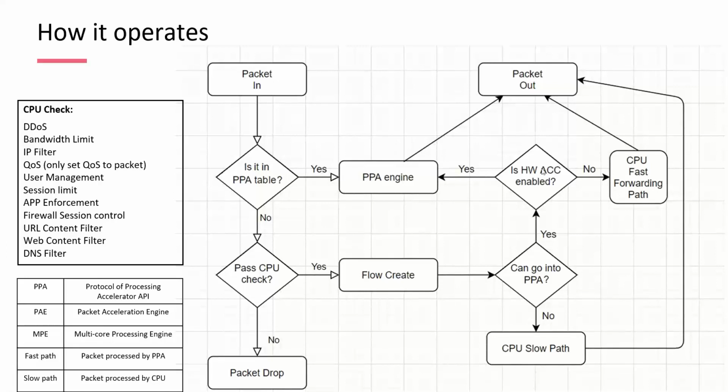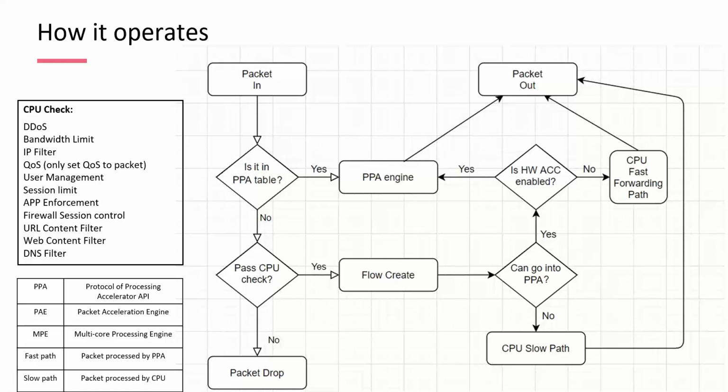If the packet comes in and can't be processed by the hardware accelerator, then we get to this CPU slow path section here. This means that the CPU will do the processing. The slow path is just the term that we use, and it means that it's processed by the CPU, and then the total capability will be up to 600 megabits per second, and the packet then flows out. So that's a general overview of how hardware acceleration operates.